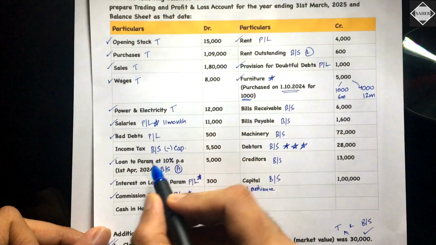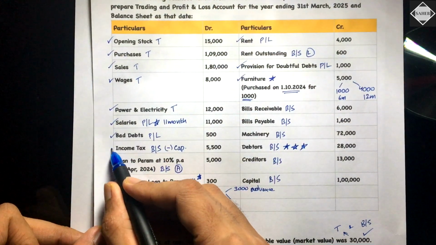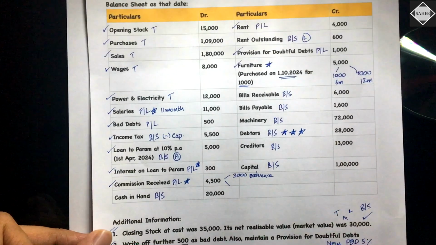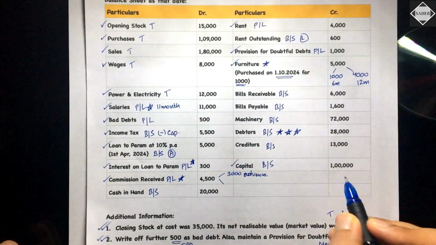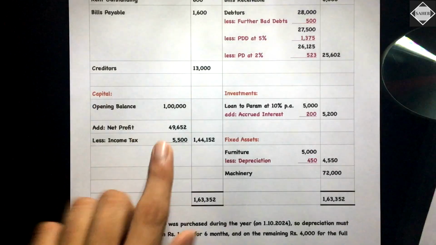So let's start from the beginning. We have income tax. Let's take income tax. But if you're taking income tax, you have to take capital also. So let's just take capital, 1 lakh. That's the opening balance, 1 lakh.